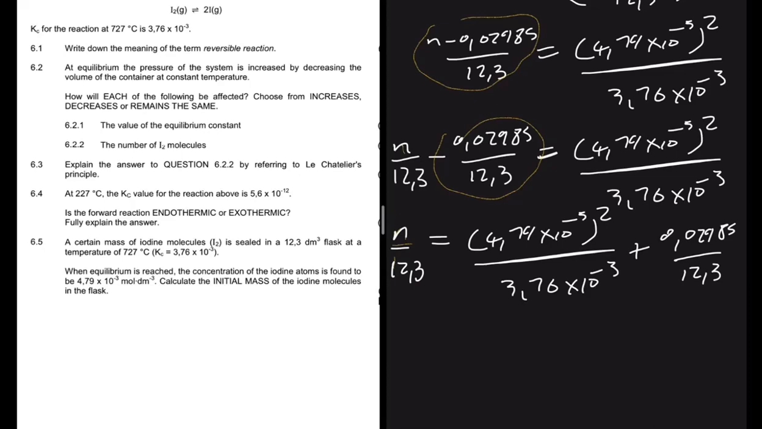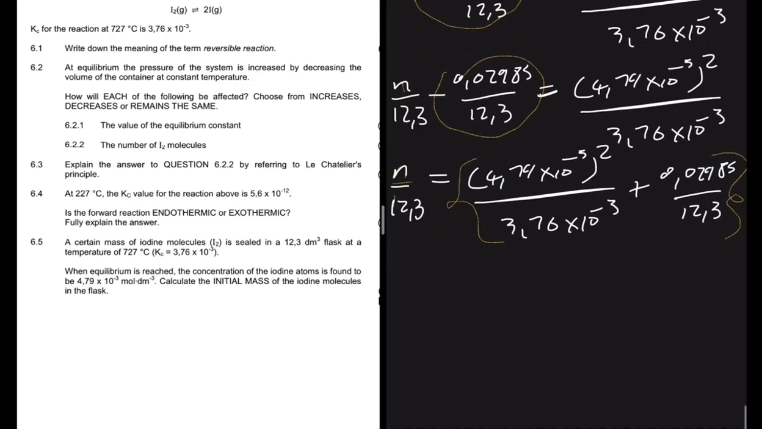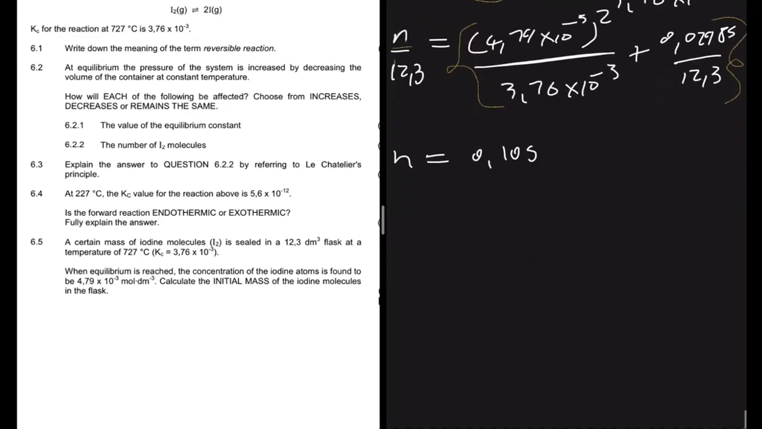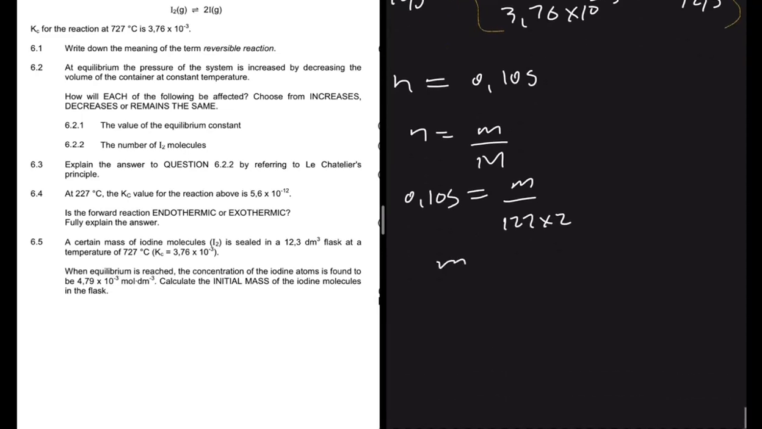So now I'm going to multiply the left hand side and the right hand side by 12.3 so that I can get the value of n, right? So n will be equals to, if you do the multiplication, 0.105. And now we know fully well that n is equals to the mass divided by the molar mass. So what is the molar mass of I2, right? So we're gonna have 0.105 equals to the mass divided by 127 multiplied by 2. So the mass is 0.105 multiplied by 254, which is equals to 26.6 recurring grams.